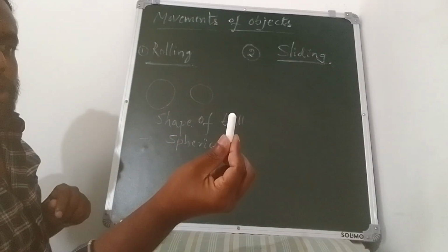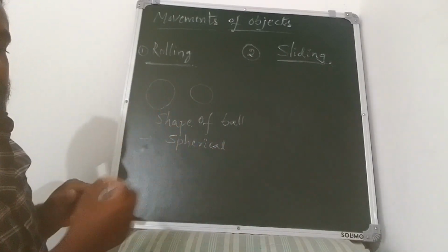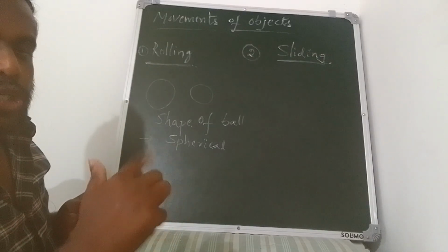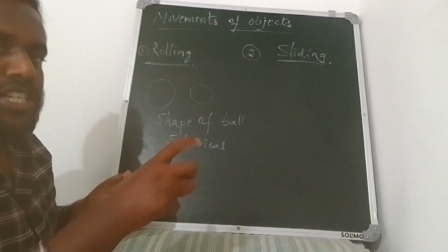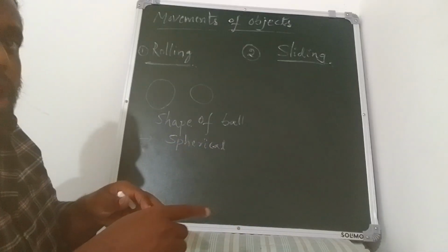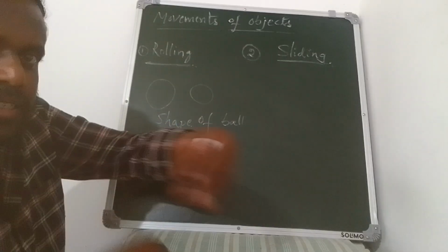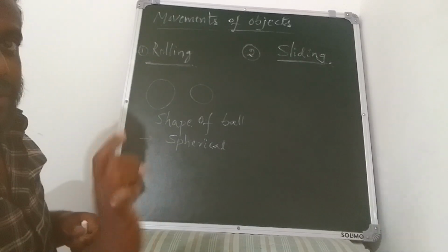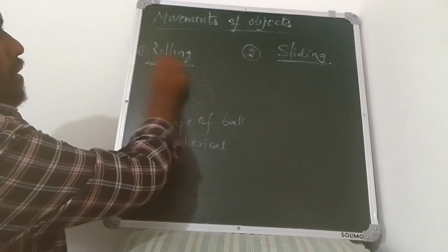I just now showed the movement of the chalk piece. That's rolling. Have you seen how a car is going? While the car is moving, observe the wheels, how they move. Like this, like this. You've seen, right? So that movement is called rolling.